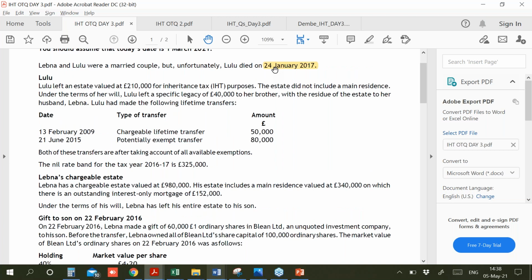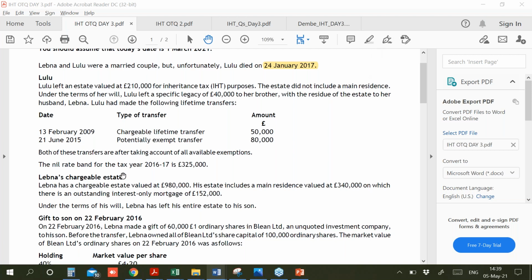Now, if you look at the date of her death, that is 24 January 2017, I can tell you that one of the gifts is exempt. You tell me which one, the first one or the second one. The first one, guys, and the rule is that all of the transfers which are before the 7 years of your death are exempt. So the 7 year rule needs to be applied here. So the first one, on 13th February 2009, will be exempt from the death estate.